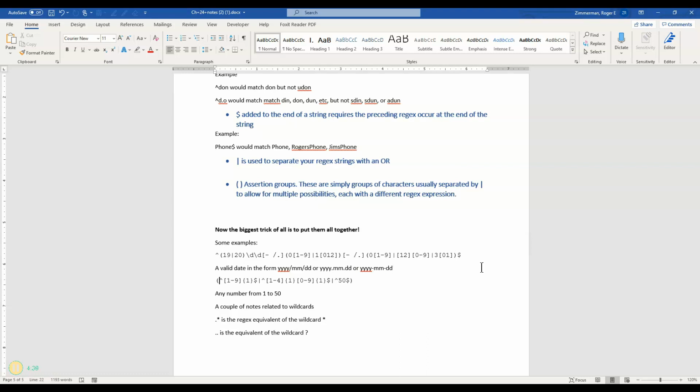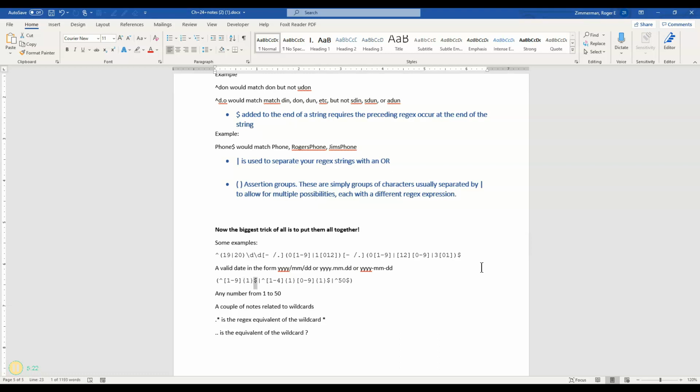Now let's look at this one, any number from 1 to 50. All right. We're going to begin with, by the way, all of this is in parentheses right here. So this is all 1 unit. And then we're going to begin with a caret. Now, some of you might be thinking right away, well, wait a minute, doesn't the caret mean not? Well, yes, it does if it's inside a square bracket, but this is outside the square bracket, so it means begins with, and then a character, a digit, 1 through 9, and only one digit, like that, and then it ends.